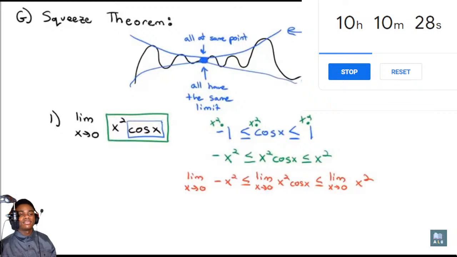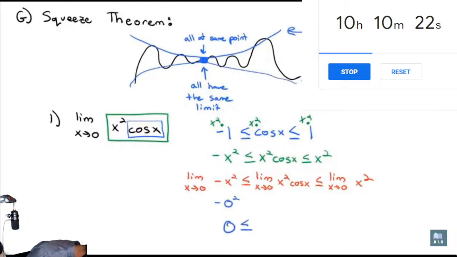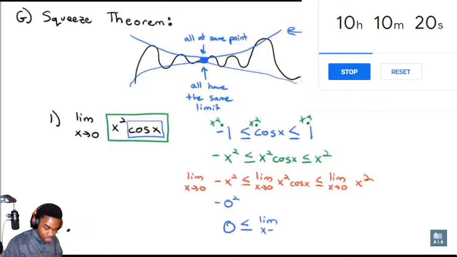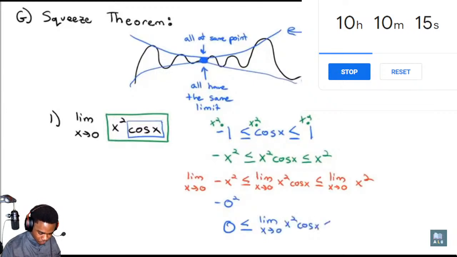If I plug in 0, we get negative 0 squared, which is just 0, is less than or equal to the limit as x goes to 0 of x squared cosine x, which is less than or equal to, here we have a polynomial. Direct substitution, we plug 0 in, 0 squared is just 0.